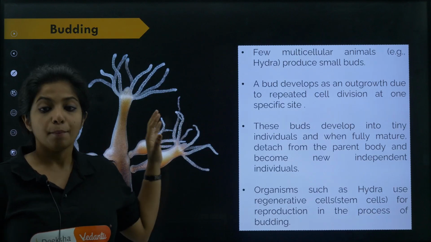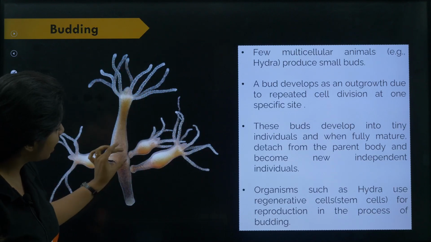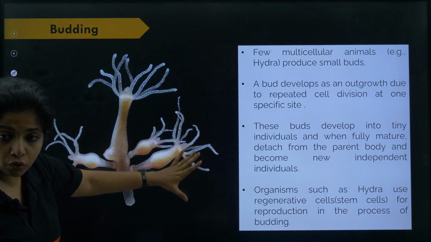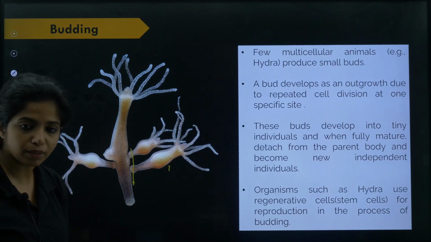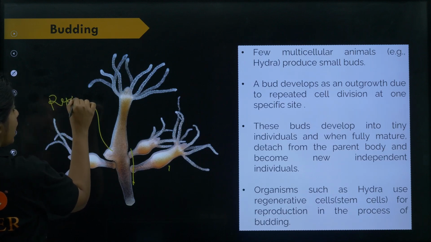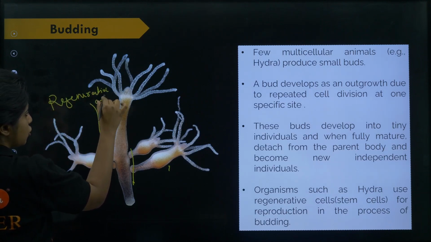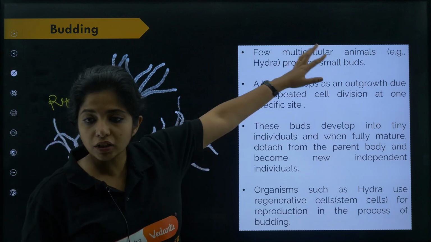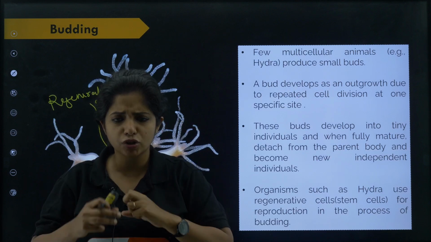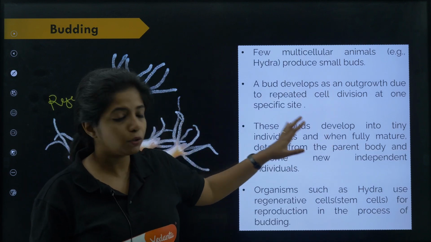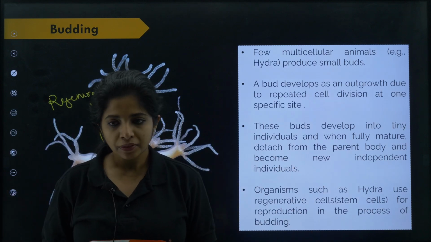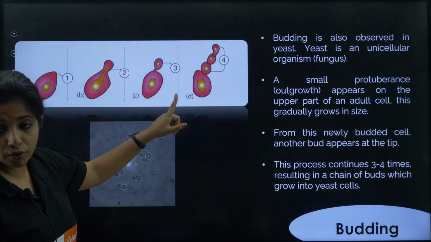Now, budding is the thing that Hydra usually does. This is a Hydra, and these things that you see over here are buds. You see a new bud is being formed. Later on, this bud develops into a new Hydra, and later it moves apart from the body. Why are they able to make these buds? Because they have so many regenerative cells, my dear children. A few multicellular organisms produce small buds. The buds develop into an outgrowth due to repeated cell division. These buds develop into tiny individuals, and when fully mature, detach from the parent body and become new independent individuals.